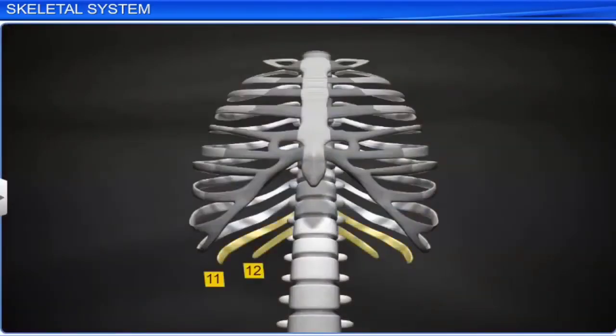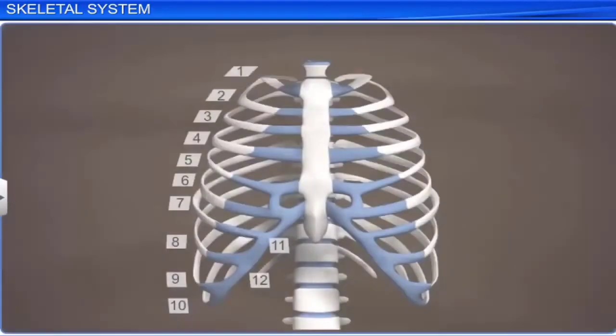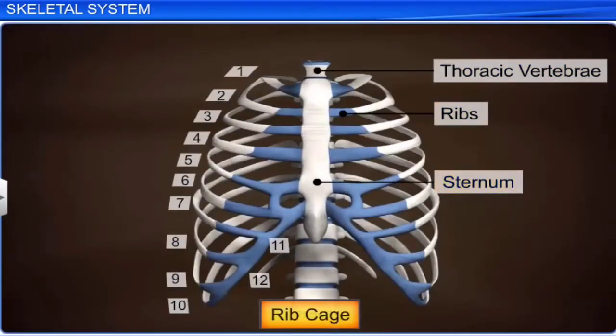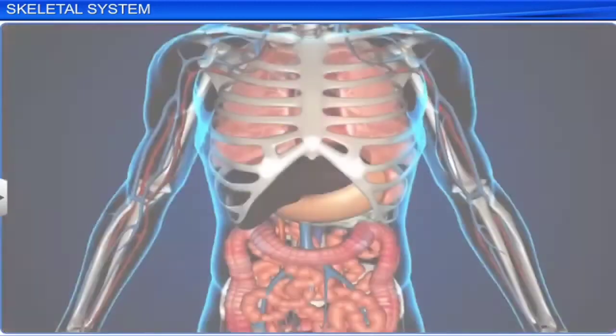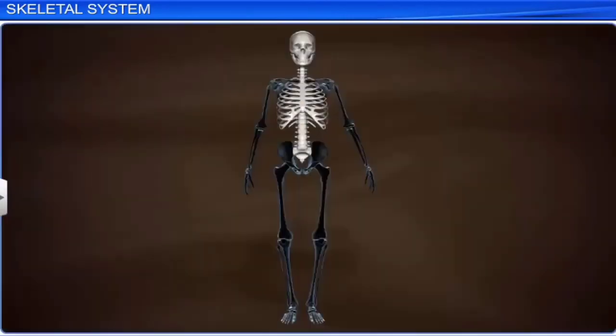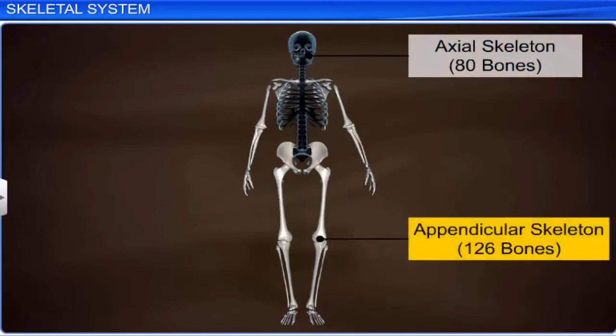The last 2 pairs are called floating ribs, as they are not attached to the sternum. The ribs, along with the thoracic vertebrae and sternum, form the rib cage, which protects vital organs like the heart and lungs. Thus, the axial skeleton consists of 80 bones, including the skull, vertebral column, ribs, and sternum. The remaining 126 bones form the appendicular skeleton, which includes the bones of the limbs and their supporting girdles.